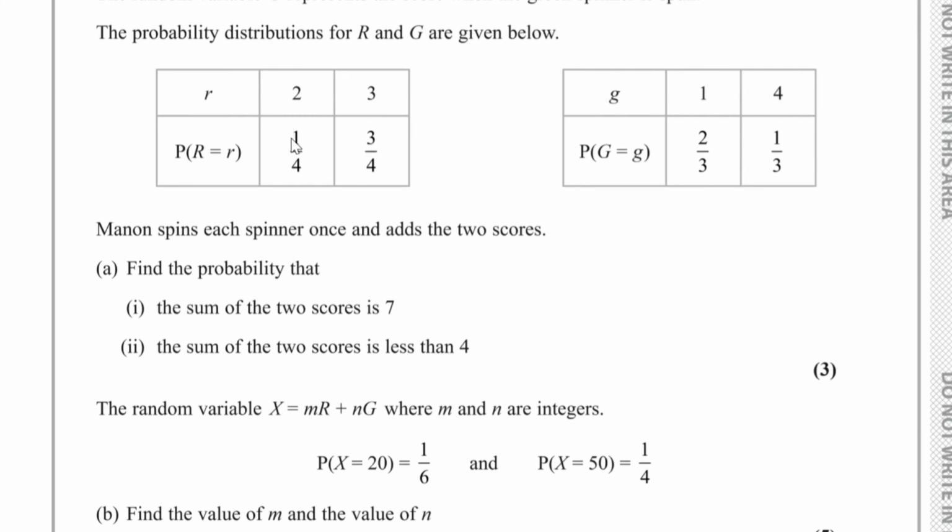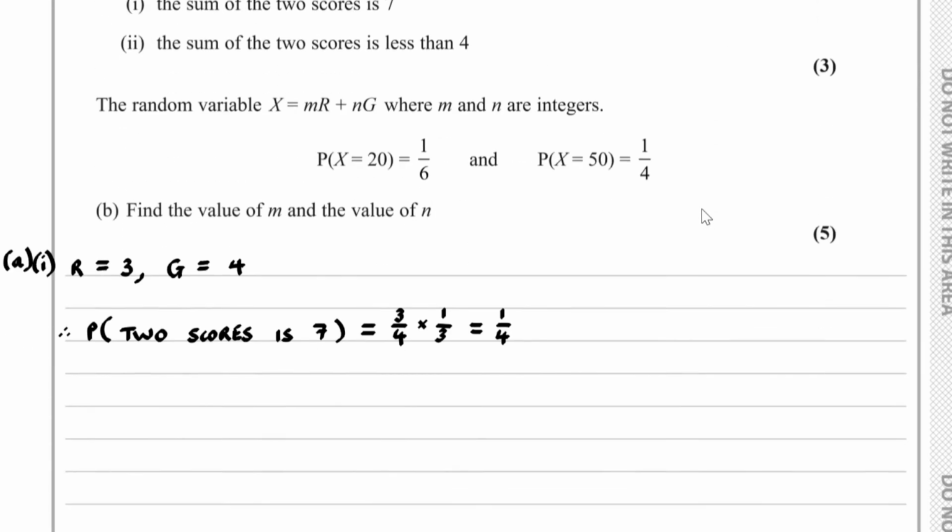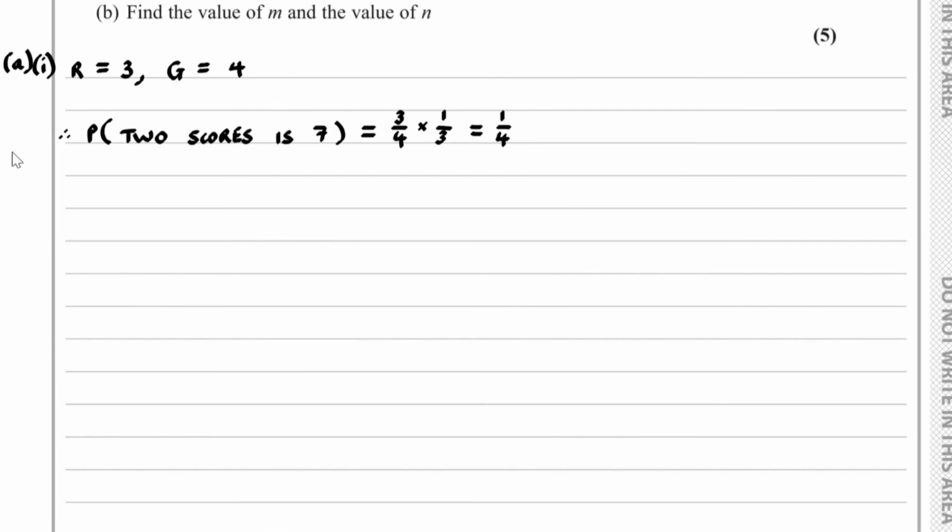Well, how could I get something less than 4? Well, I could have R equaling 2 and G equaling 1. 2 plus 1 is 3. That's certainly less than 4. So for the next part, we have R equaling 2 and G equaling 1. This gives a score of 3, which is less than 4.